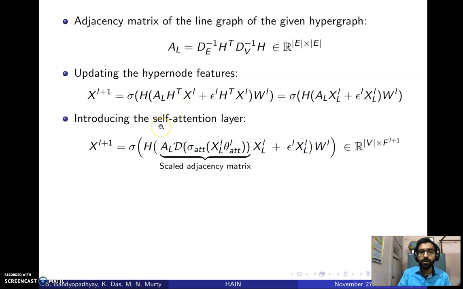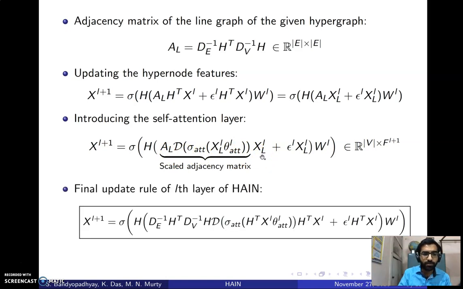So to tackle that, we introduce this self-attention layer. The purpose of this self-attention layer is to learn the weights of the line graph. Here theta_att^L is the attention vector of HAIN for the Lth layer. So this is a trainable vector. Now if we expand A^L and X^L in this equation, we'll get the final update rule of HAIN.